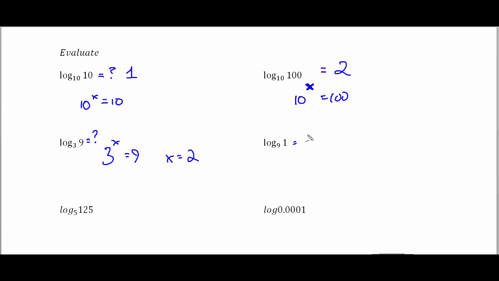So since we don't know what this is here, 9 to the what power will give you 1? And the answer there is going to be 0. 9 to the 0 power is equal to 1, so the answer to this problem is 0. Okay, so we're in base 5. Our result is 125, so 5 to the what power is equal to 125? The answer here is 3.